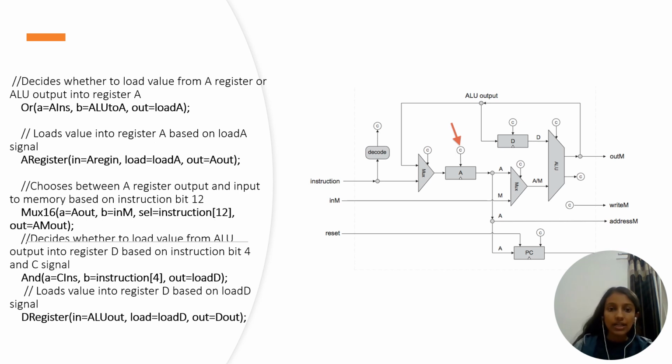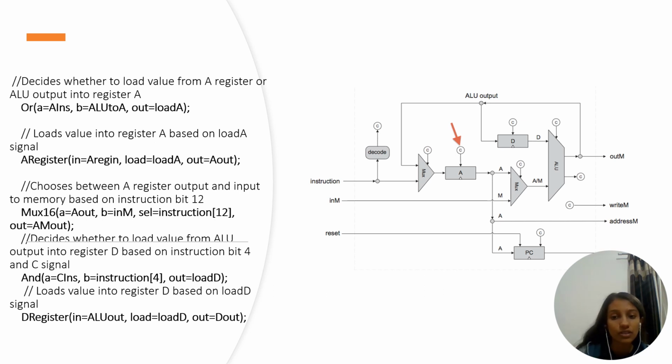Then the OR gate will be helping the A register as the load. If it is on, then it will give the output in the A register. If it is 0, then it will not take the input and will not give the output ultimately. Then we have Mux 16. It basically chooses between the A register output and the input to memory. How will it be choosing?